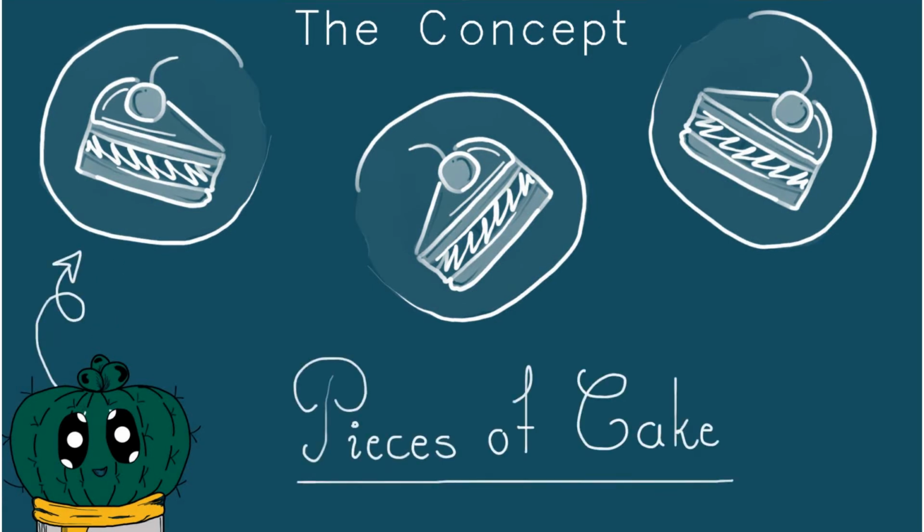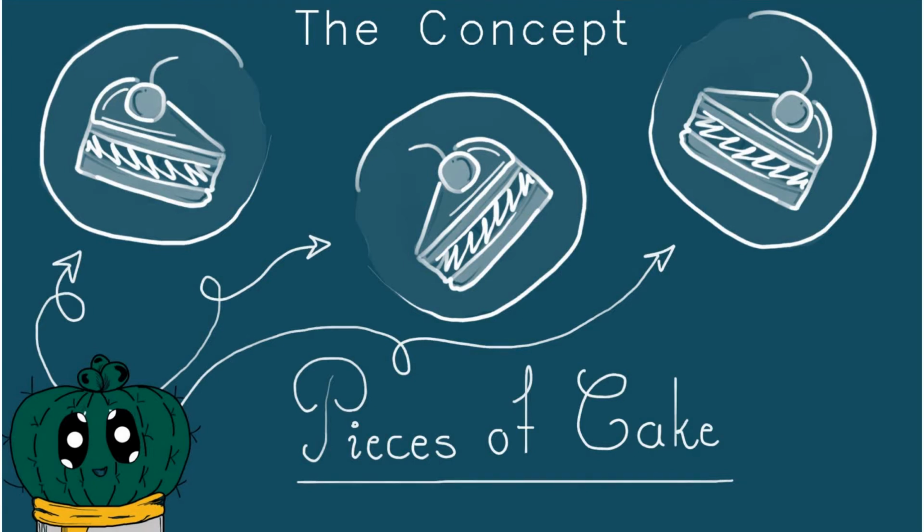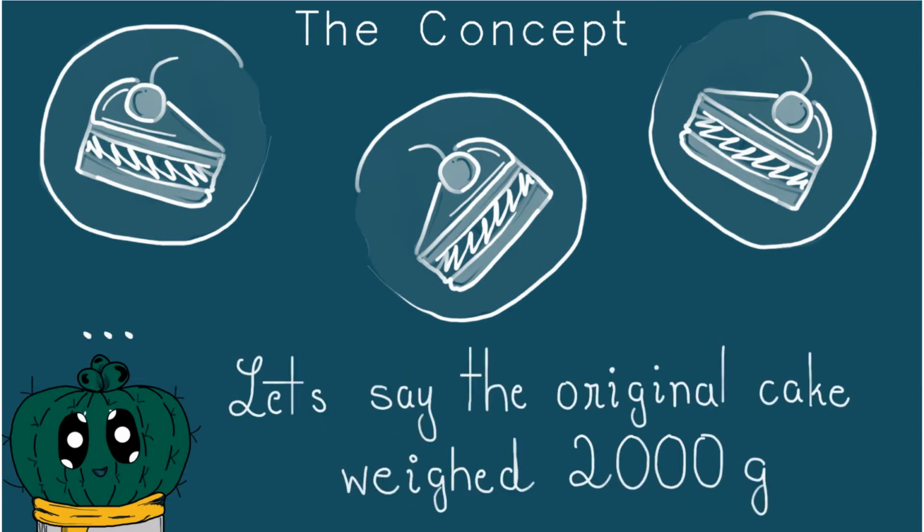Now, let's say you're given 3 pieces of cake. Let's say this is the first one, this is the second one, and this is the third piece of cake. Originally they were all part of a single cake, a whole cake. Now, originally that cake weighed, let's say, 2,000 grams. Now, 2,000 grams is also equal to 2 kilograms, which is a nice weight for a cake to have, right?